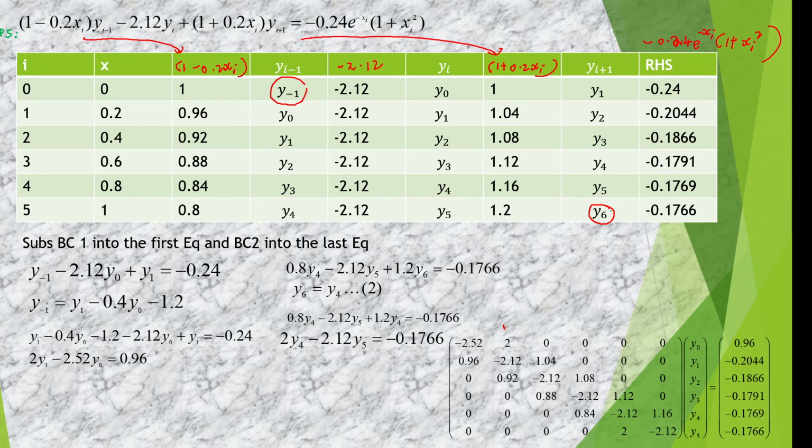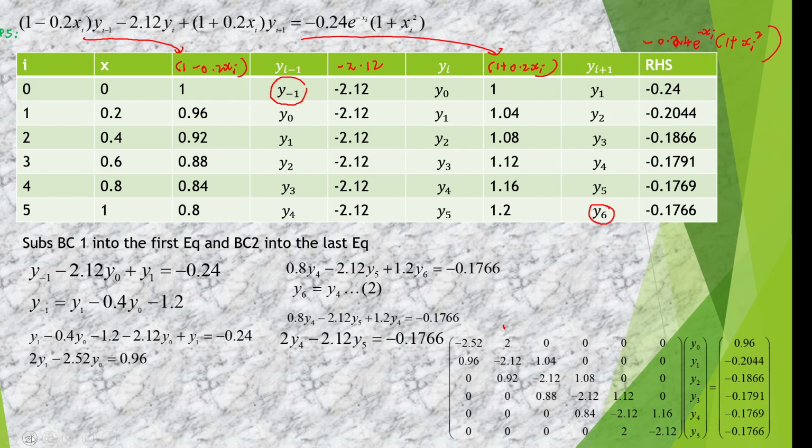So let's say this is step 5. After that, we just want to solve y naught up to y5. That's why y negative 1 and y6 have to be eliminated. To eliminate y negative 1, we read back from the table. This is 1 y negative 1, which I written here. So this reads negative 2.12 y naught plus 1 y1, equal to negative 0.24 here.